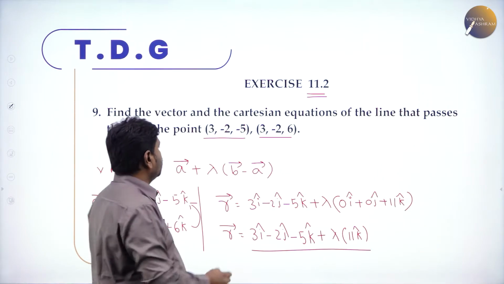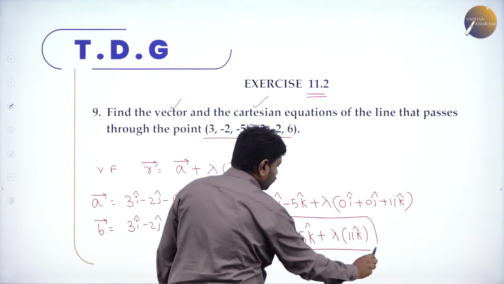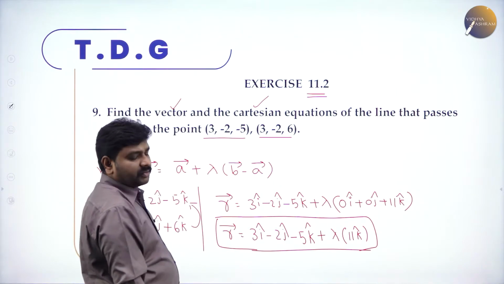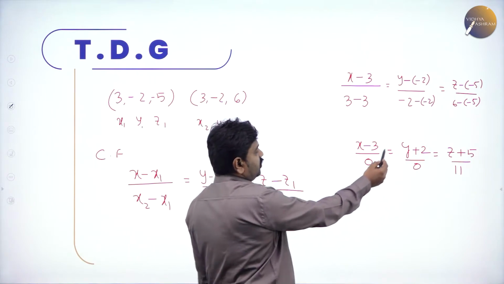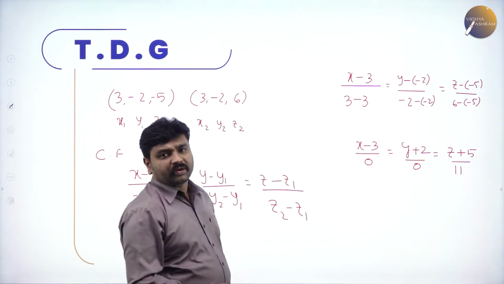So they want you to find vector and Cartesian. So the vector form we got: vector r is equal to 3i cap minus 2j cap minus 5k cap plus lambda times 11k cap. Cartesian form is x minus 3 by 0 equal to y plus 2 by 0 equal to z plus 5 by 11. So I hope all of you got this.